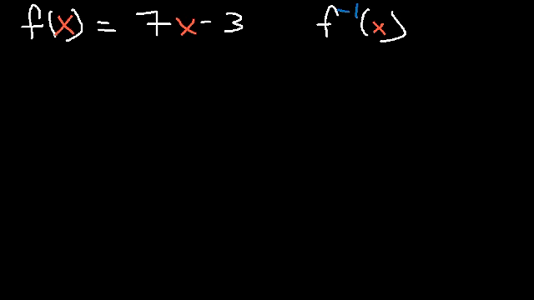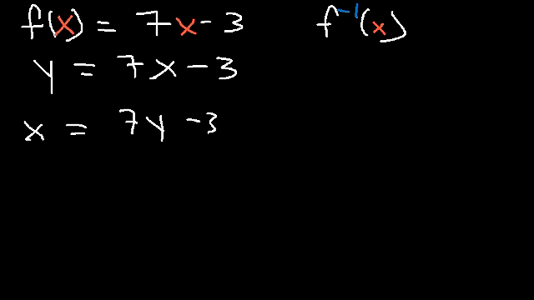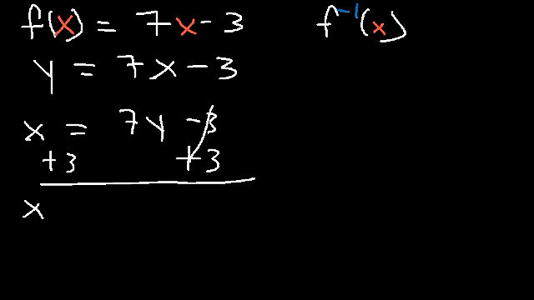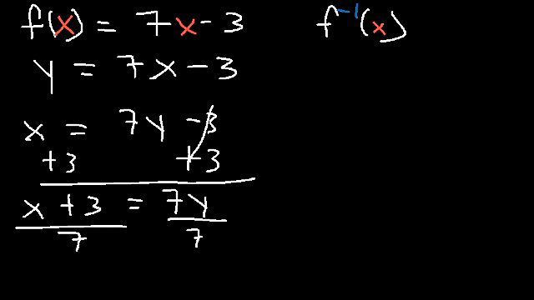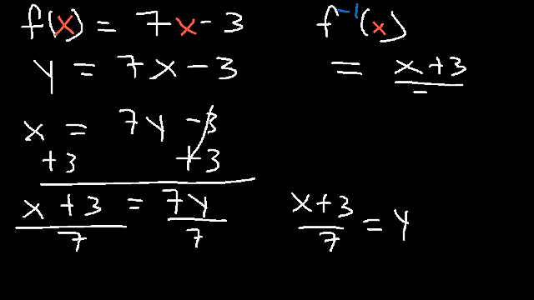Whenever you wish to find an inverse function, first replace f of x with y. Y and f of x are the same. Next, switch x and y. And then finally, solve for y. So let's add 3 to both sides. So x plus 3 is equal to 7y. And next, let's divide both sides by 7. So x plus 3 over 7 is equal to y. And that's the inverse function. So the inverse function is x plus 3 over 7.